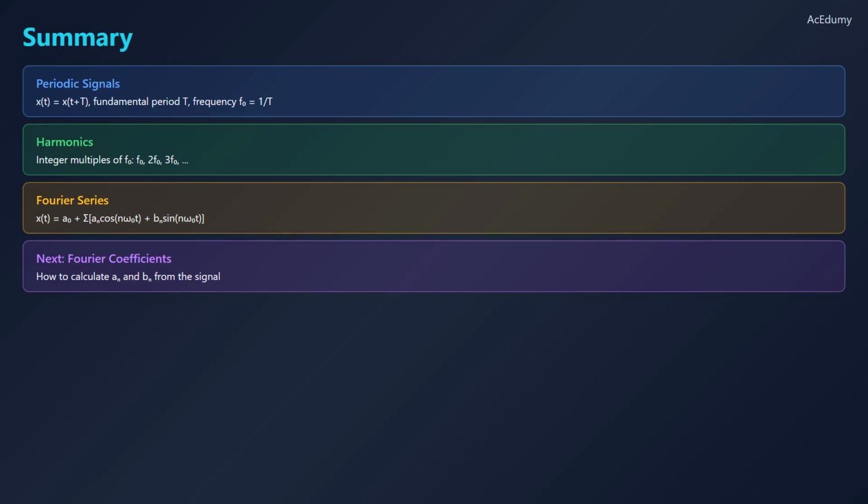In this lesson, we introduced Fourier series for decomposing periodic signals. We defined periodicity with period T and fundamental frequency omega 0. We learned that harmonics are integer multiples of the fundamental. The Fourier series expresses any periodic signal as a sum of sinusoids with coefficients an and bn. In the next lesson, we will derive the formulas for calculating these coefficients from the signal itself.